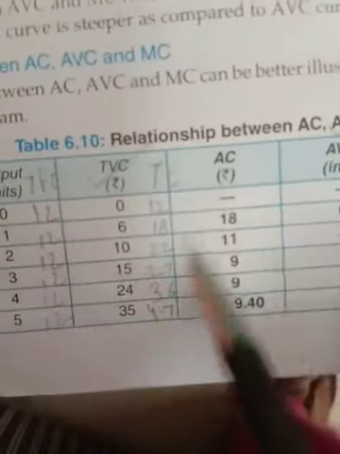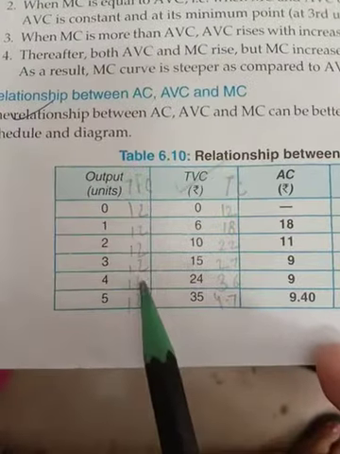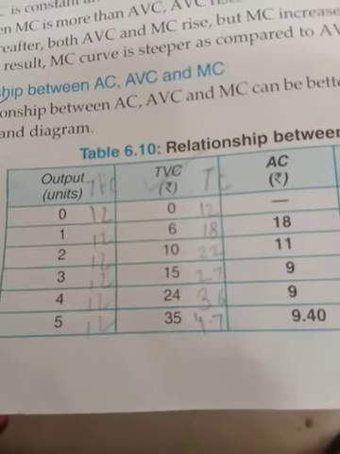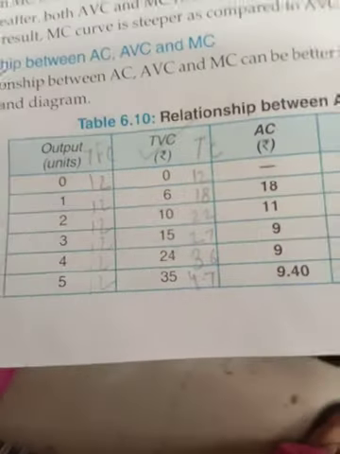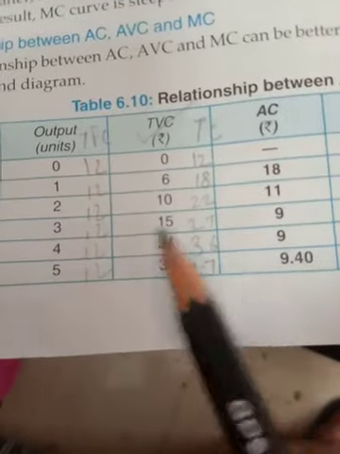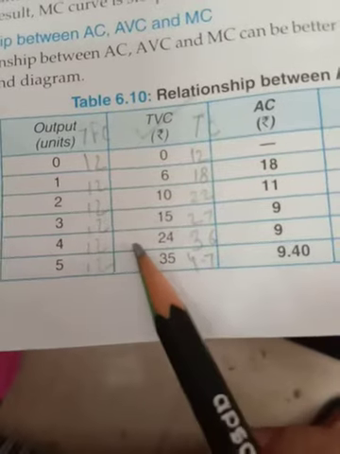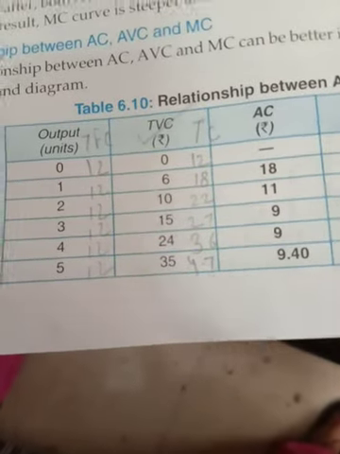Here I have taken the total fixed cost, that is 12 rupees, as I just calculated using all the figures. Now, how do you calculate the total cost? It is the summation of total fixed cost and total variable cost. 12 plus 0 is 12, 12 plus 6 is 18, 12 plus 10 is 22, 12 plus 15 is 27, 12 plus 24 is 36, and 12 plus 35 is 47.